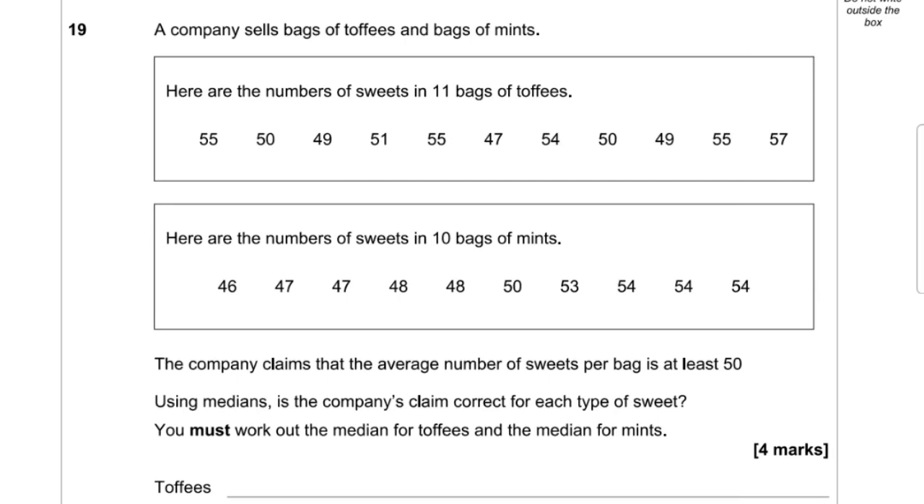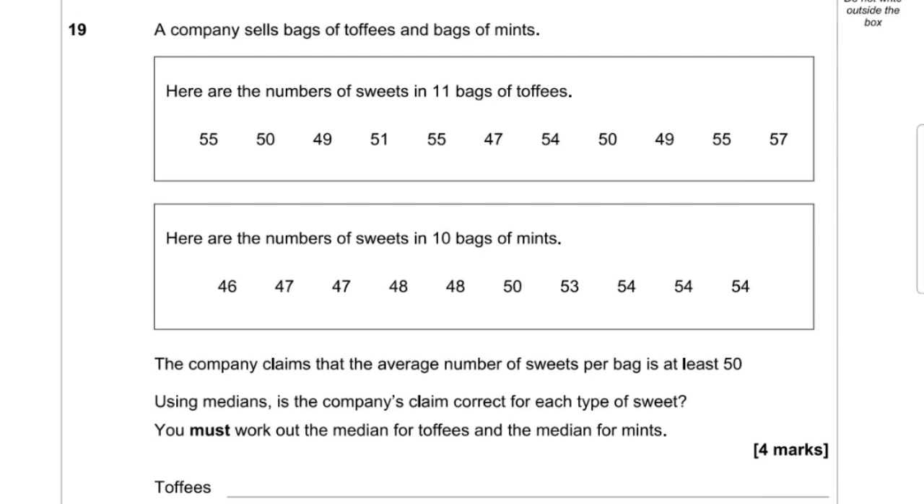Okay, question 19. A company sells bags of toffees and bags of mint. Here are the number of sweets in 11 bags of toffee and the number of sweets in 10 bags of mints. So it's not a set number in each bag. They might measure the weight, but they're not all going to be the same size in terms of toffee and mints, so different weights might actually be made up of a different number of toffees from one bag to the next.